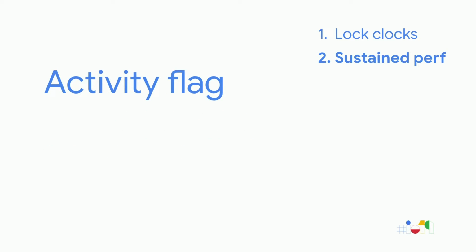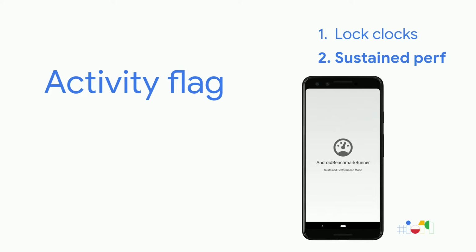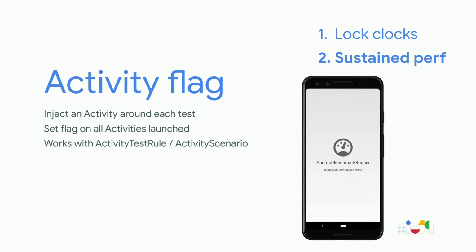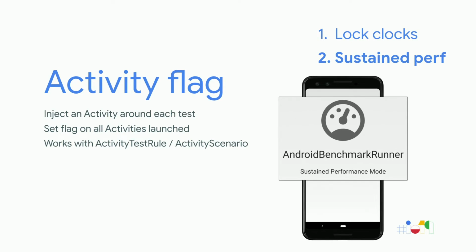So the first is the activity flag. In order to solve this problem, we actually just launch an activity for you around any headless test. We inject an activity that launches any time that we might need to use set sustained performance mode, so that it's up at all times. We set this flag also on any activities that you launch. So if you're doing a UI test, like Dustin was showing before with the recycler view, that gets this property as well. And it works together with ActivityTestRule and ActivityScenario, so you don't have to worry about adapting to this new model.